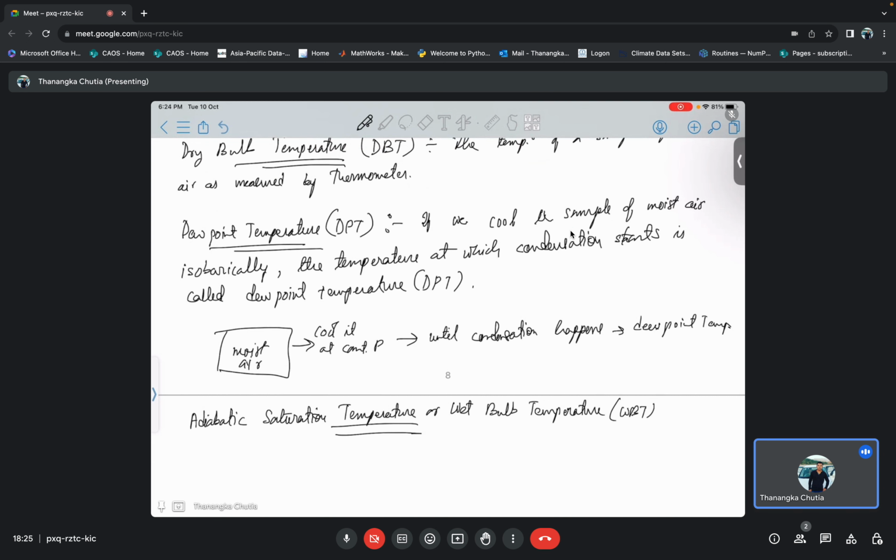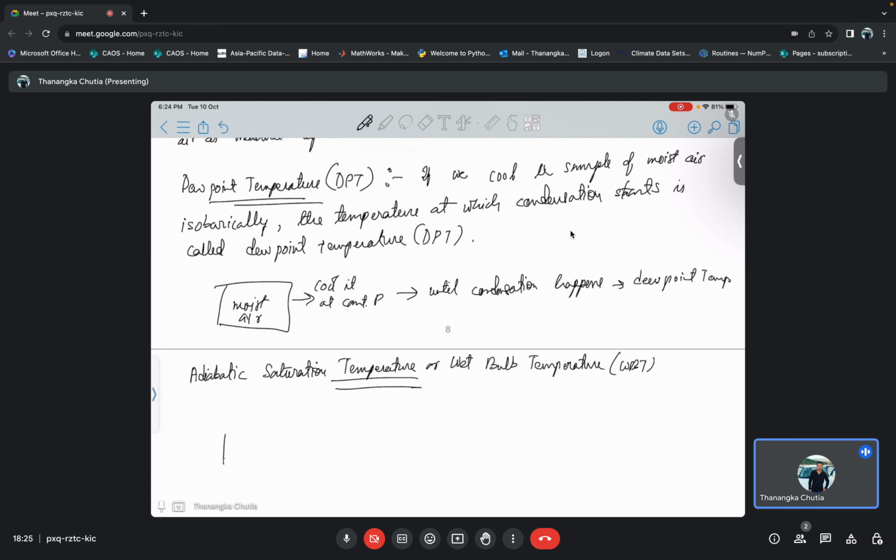Now here what we do, see, in forming the dew point temperature we just reduce the temperature. We do not do anything with the moisture content. But here, suppose this is a sample of moisture, now you will keep on adding moisture to it. This entire process takes place adiabatically. After a particular time, it can no longer hold more water vapor.